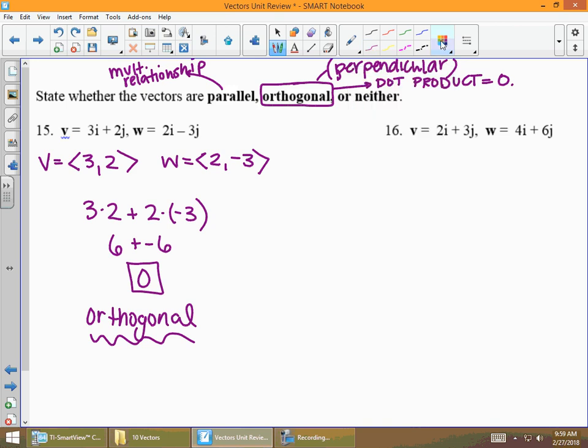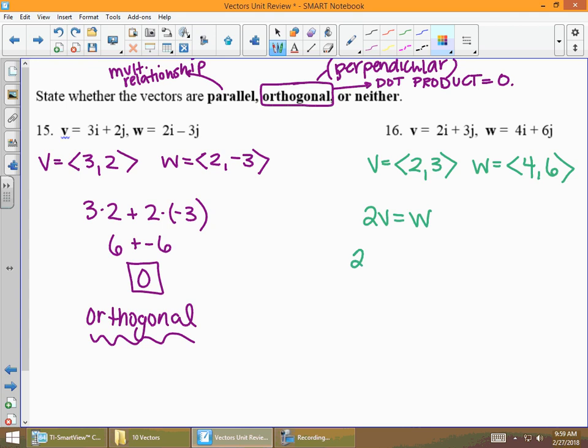For 16, again, I'm going to write my vectors out, just the numbers. Get rid of the i's and j's. That seems to muddy up the situation sometimes. I'm looking at 2, 4, and 3, 6. If I multiply vector v times 2, I'm going to get vector w.